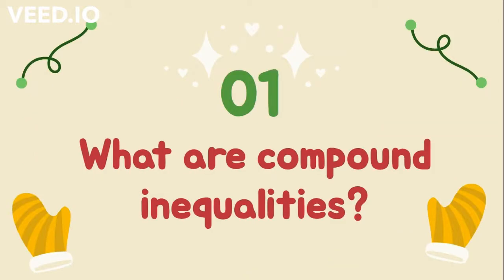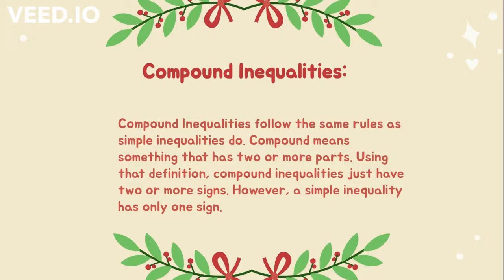So now let's get started with the first chapter. What are compound inequalities? Compound inequalities follow the same rules as simple inequalities do. If you forgot what simple inequalities are, you can check back to my previous video because it explains all about simple inequalities. Compound means something that has 2 or more parts. Using that definition, compound inequalities just have 2 or more signs. However, a simple inequality has only one sign. That's the only difference there is.